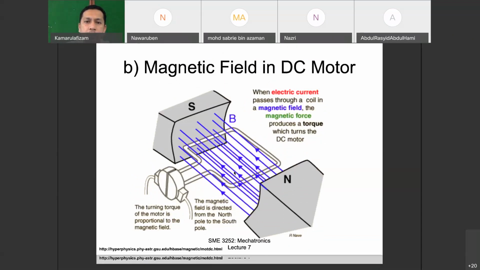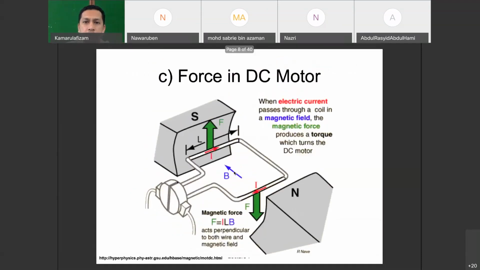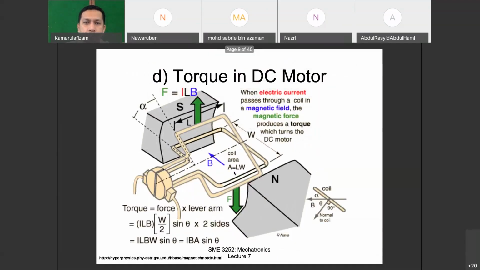Okay, magnetic field, force, torque. Again, from this ILB, you can get the torque. Okay, multiplied by the L from before, the length. Something to do with the number of turns, I think.